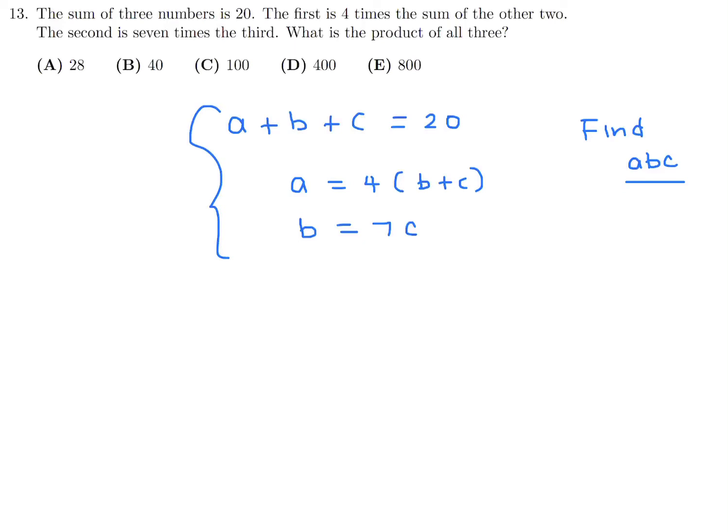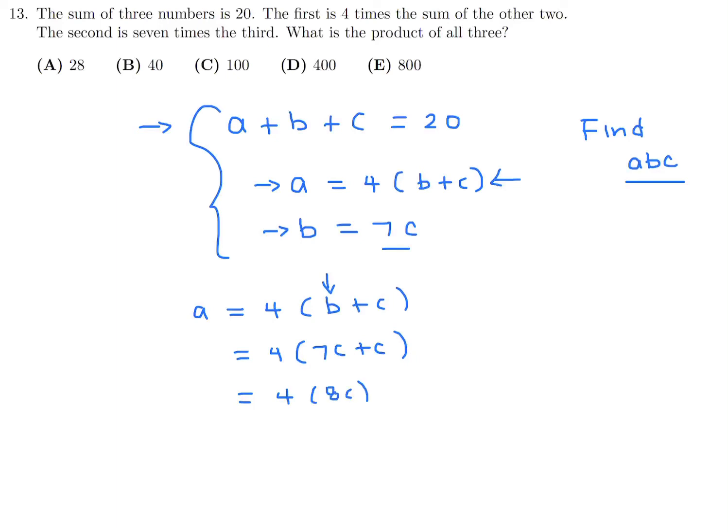Let's see, what can we do here? We want everything in terms of one variable, so we can figure it out. We already have B in terms of C right here. So if we can get A in terms of C, that would help us. We can plug them all back into there. So let's concentrate on this one right here. A is equal to 4 times B plus C. Well, for B, I can put in 7C, and that will become 7C plus C, and that is 4 times 8C, which is 32C. So A is 32C.